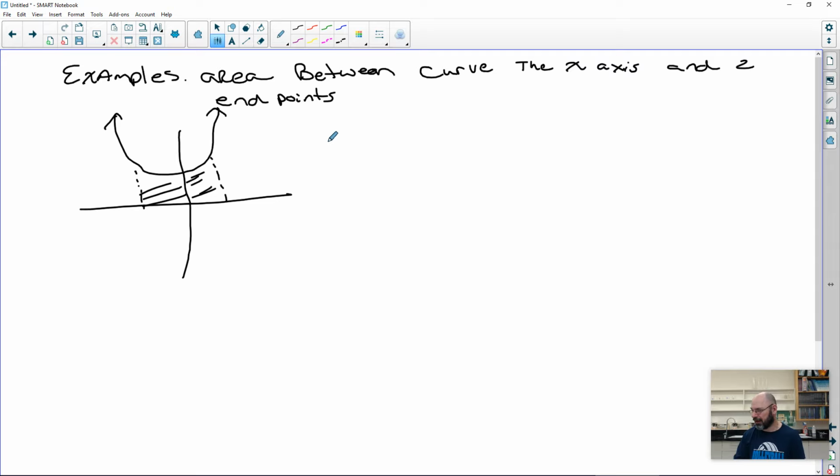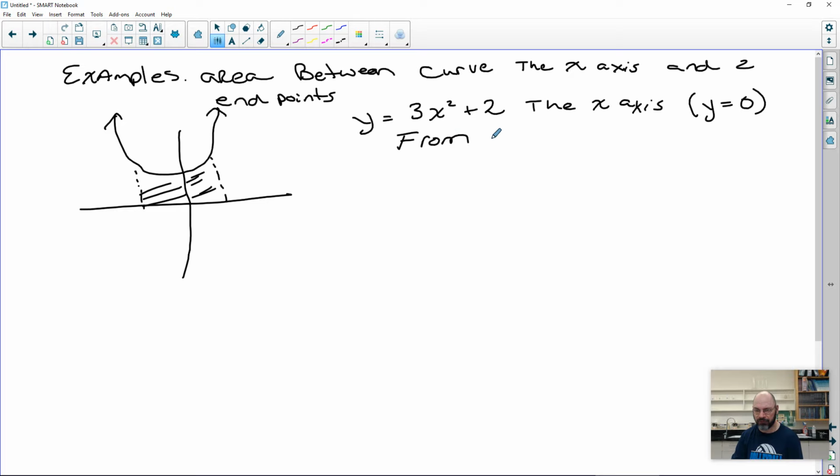So let's set one up. Let's say our curve is y equals 3x squared plus 2. The x-axis, which is the x-axis. If you think about that, that means that I'm telling you that y equals 0. And I'm going to say from, let's just go from -2 to +2.